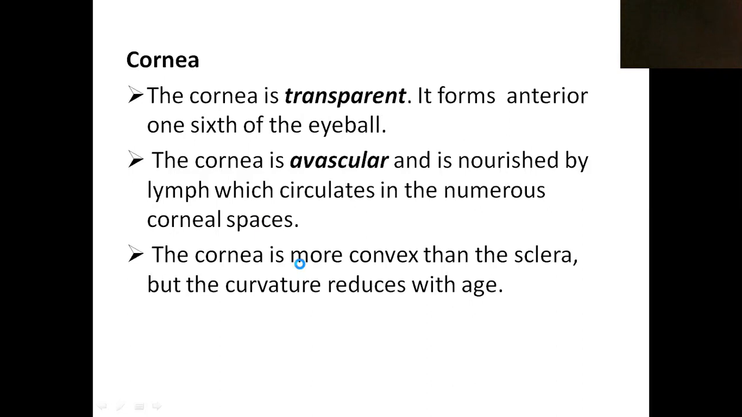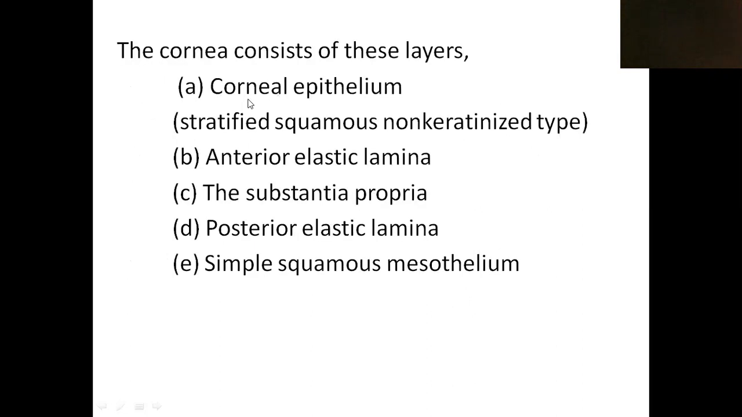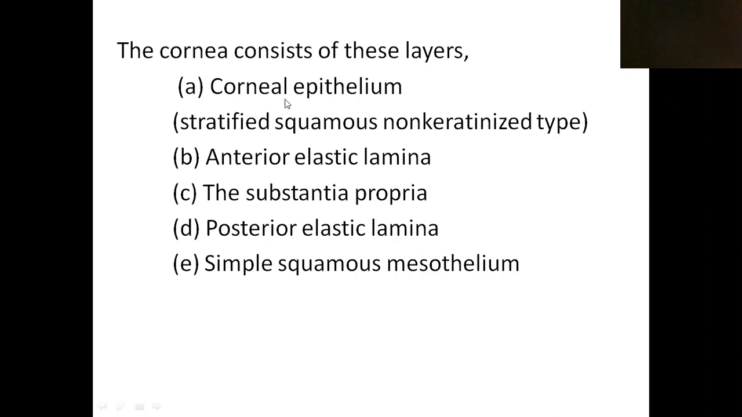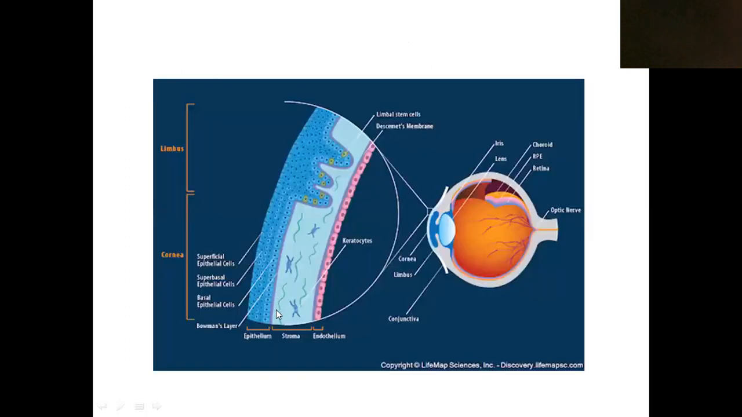Then it has the outermost corneal epithelium, then anterior elastic lamina, then substantia propria, then posterior elastic lamina, then single squamous mesothelium. How? See, this is the outermost part of the cornea, which is covered with epithelium, the stratified squamous non-keratinized epithelium. So the outermost is the corneal epithelium, and the second layer is the anterior elastic lamina.